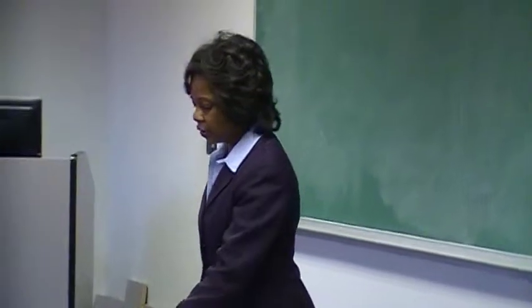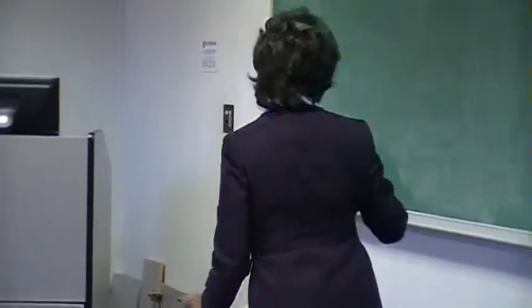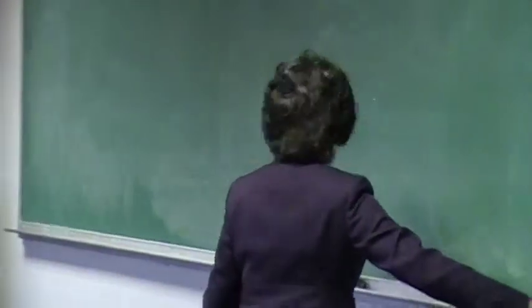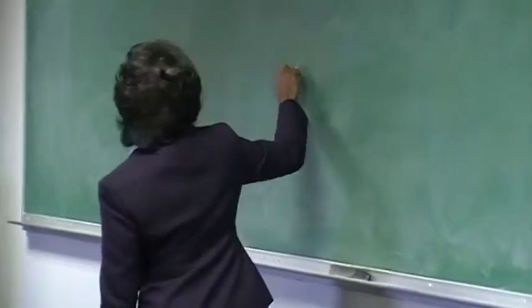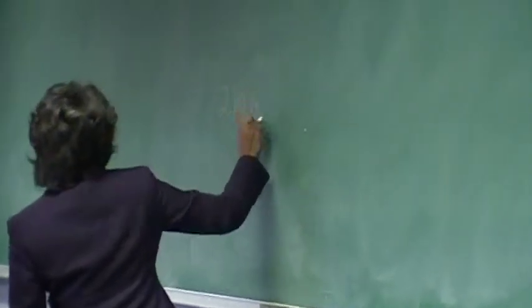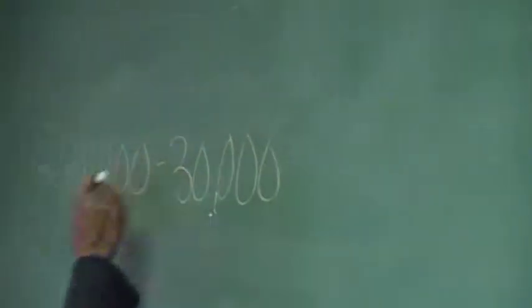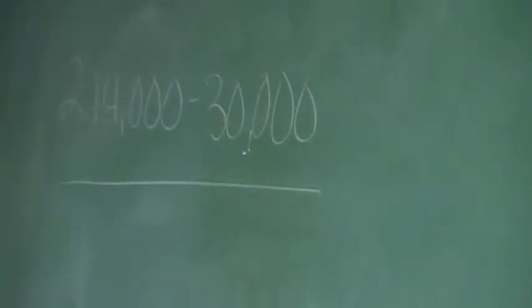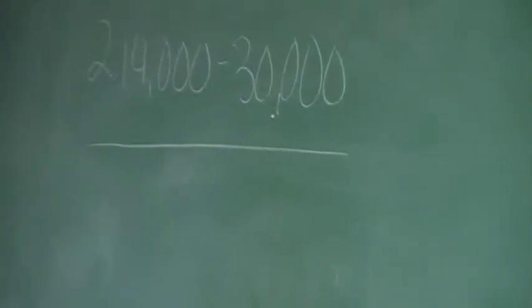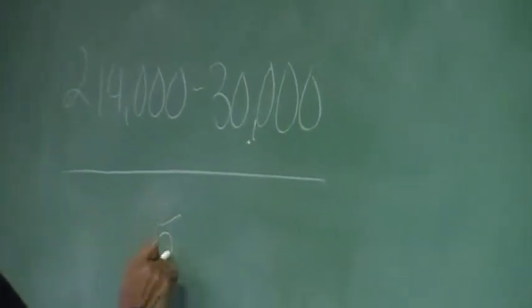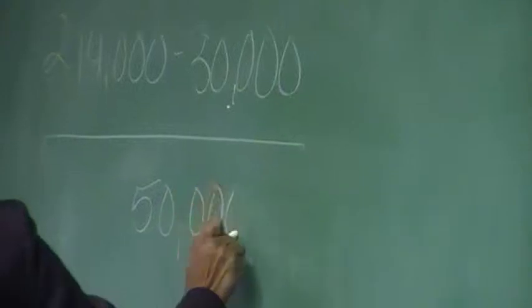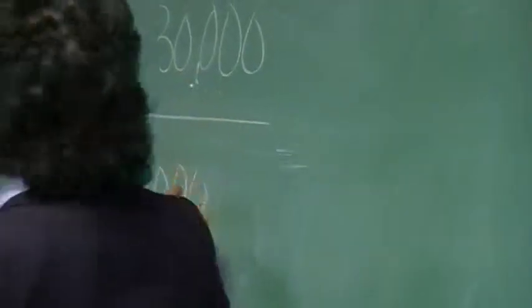Okay, the next one was the units of output method. How do you do that? You take the cost, 214,000, minus the residual value, 30,000, divided by the number of units for the life of the asset. How many hours? 50,000? Yes. Okay, can you tell me what you get when you take this minus that and divide by 50,000?